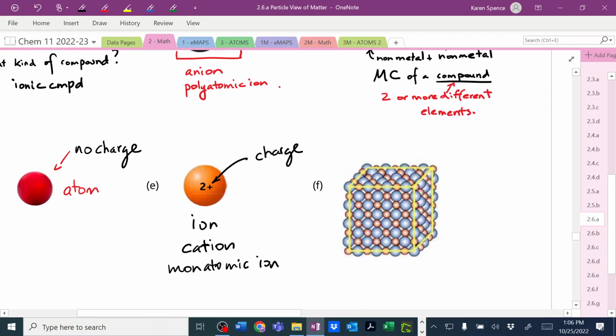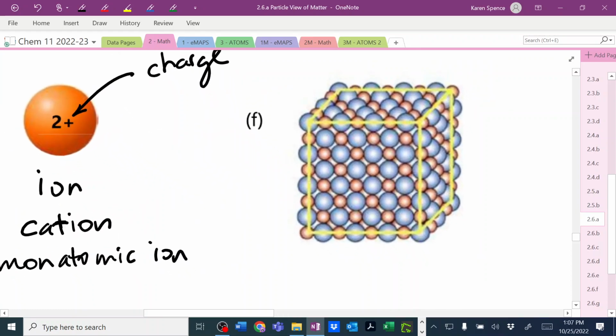What do we have in F? That is an ionic crystal lattice. How do you know? I don't see any positive and negative ions. Describe to your partner how you can tell this is an ionic crystal lattice, even though it doesn't say positive and negative, positive, negative, positive, negative.